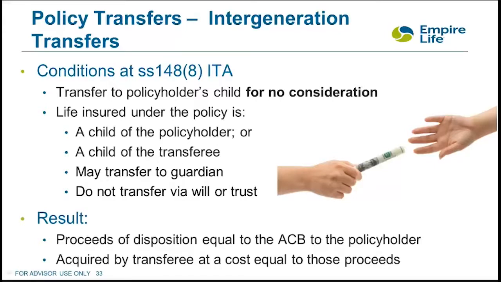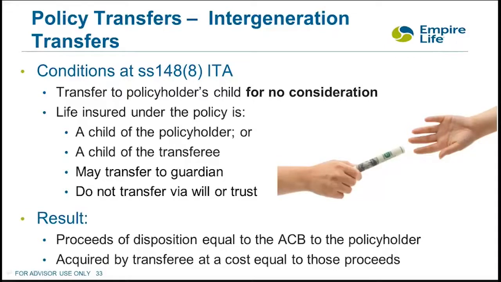However, the transferee child does not have to be the same child as the child whose life is insured. For example, a life insurance policy on the life of the policyholder's child might be transferred under these rules, 148(8), to the policyholder's grandchild. The subsection in question effectively permits a parent or grandparent to transfer on a tax-free basis the life insurance policy purchased by the parent on the life of a child to that child or another of their children.